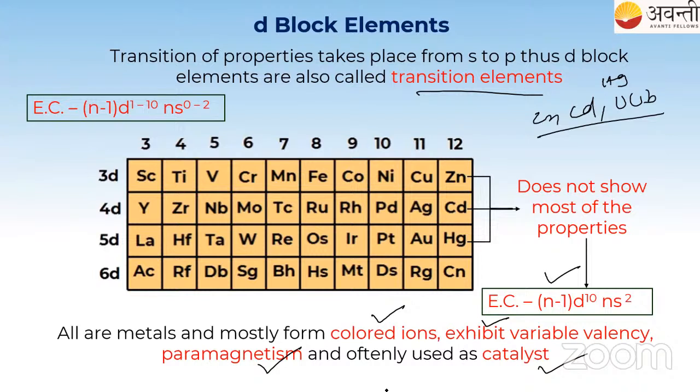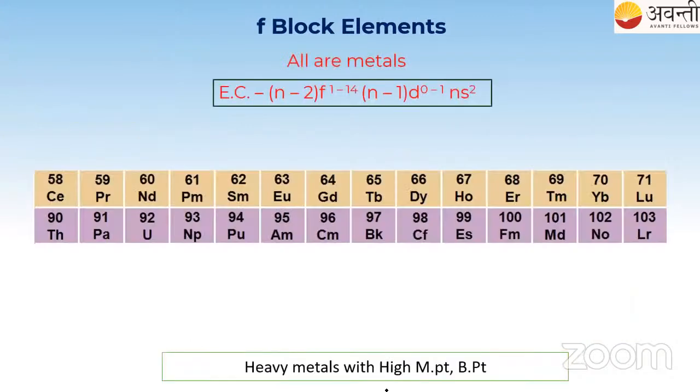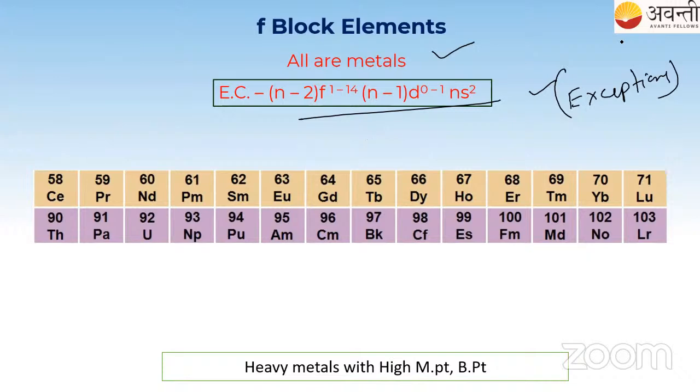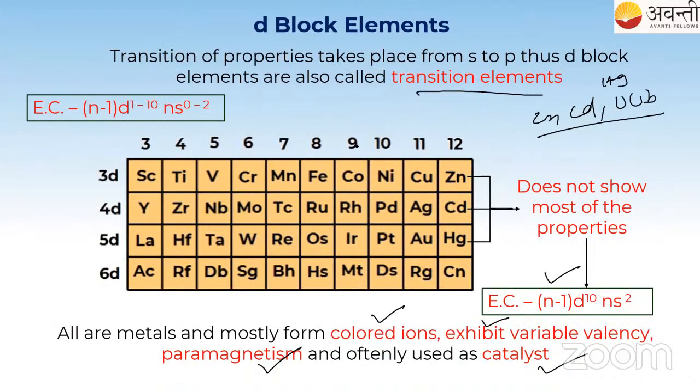Same story for the lanthanoids and actinoids, which are inner transition elements, also called F-block elements. I told you the general electronic configuration is (n-2)f1 to 14. Very important. And there are exceptions in this. Ask your school teachers what the exceptions are. And in the D-block also there are exceptions. Here also there is an exception. Palladium is also an exception. Try to find out about that.